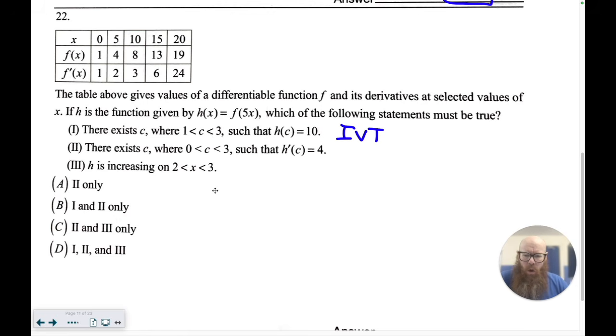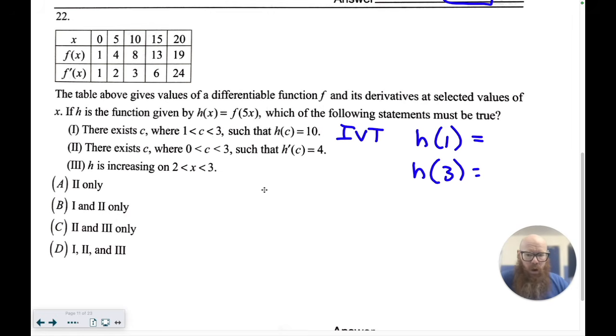So how do I know that's true? Well, I am going to plug in h of 1, and I'm going to plug in h of 3. And then I'm going to see what happens, because this is what the intermediate value theorem is saying. Find f of b, find f of a, and then it has to hit every value in between those two if it's continuous. But this is differentiable, which means it's continuous.